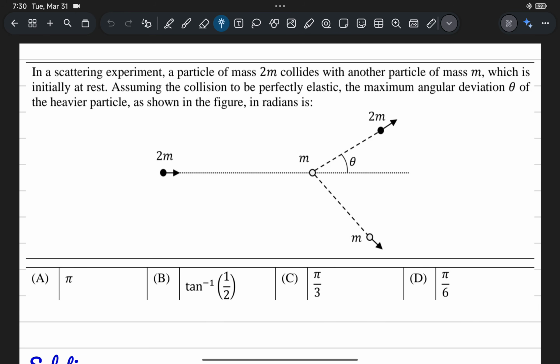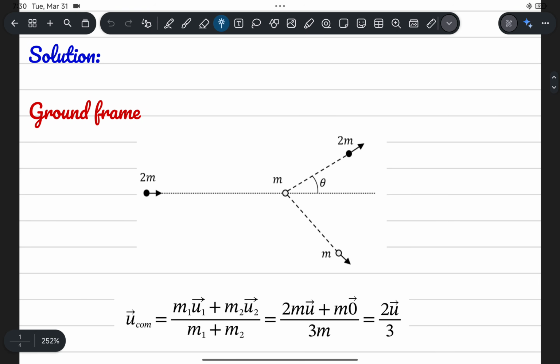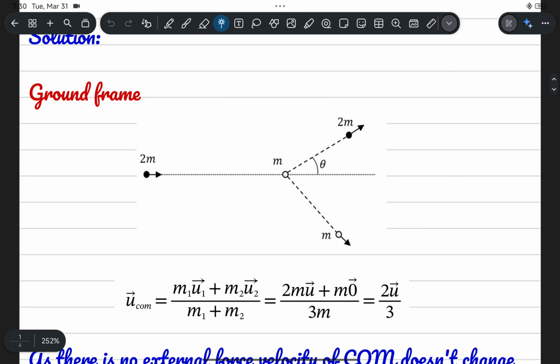We'll solve the same question in the center of mass frame. Okay. So I'll right away jump into the solution. In the ground frame, if we observe this one, let's say it is going with some velocity u bar, and the final velocities of this one are v1 bar and v2 bar.